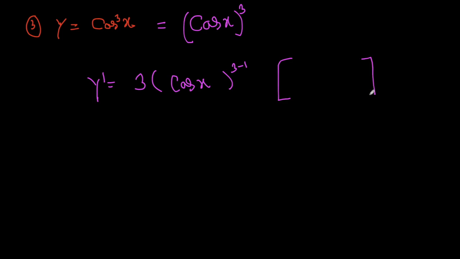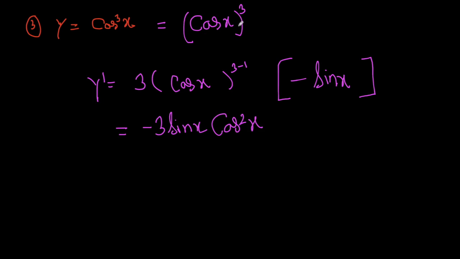But there is one more thing: we have to multiply by differentiation of the bracket. So bracket to the power 3 is 3 bracket to the power 2, multiplied by differentiation of the bracket, and differentiation of cos x is minus sine x. So you will get the answer as minus 3 sine x cos square x. When you multiply, you will get this answer.